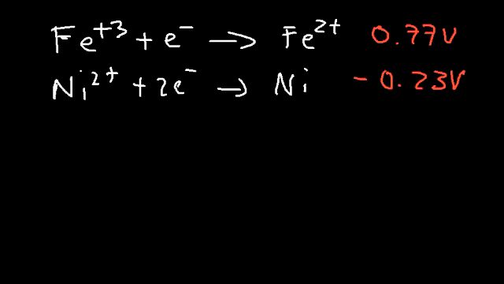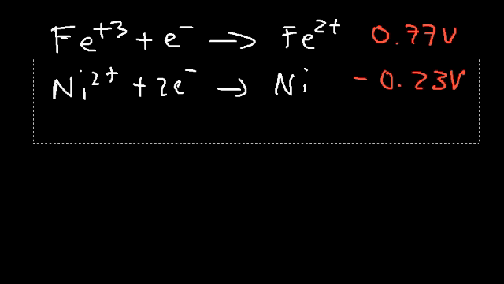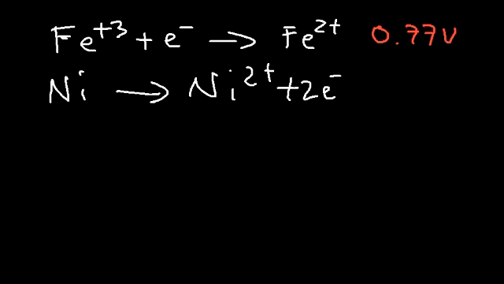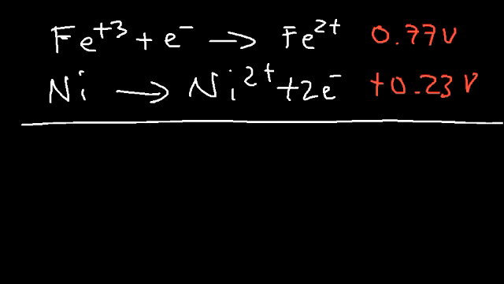So which one do we need to reverse if this is a galvanic or voltaic cell? If it's a galvanic cell or a voltaic cell, the overall cell potential has to be positive. So if we reverse this reaction, it's going to be negative 0.77, and if we add that to negative 0.23, it's going to be negative overall, so we don't want to do that. Rather, we want to reverse this reaction. So if we reverse it, it's going to be nickel, which is converted into nickel 2+ plus 2 electrons, and the cell potential is now going to be positive 0.23. So if we add these two, the overall cell potential is 1.1 volts.